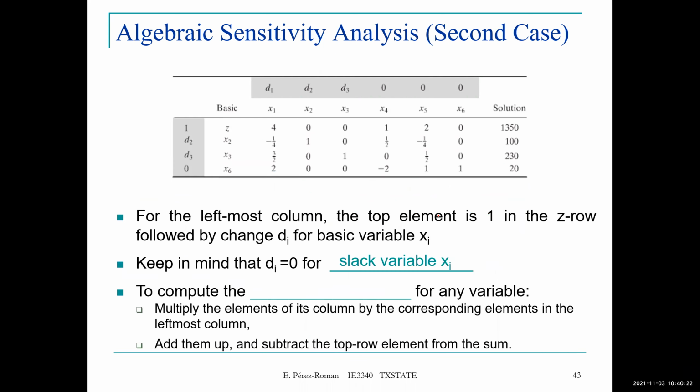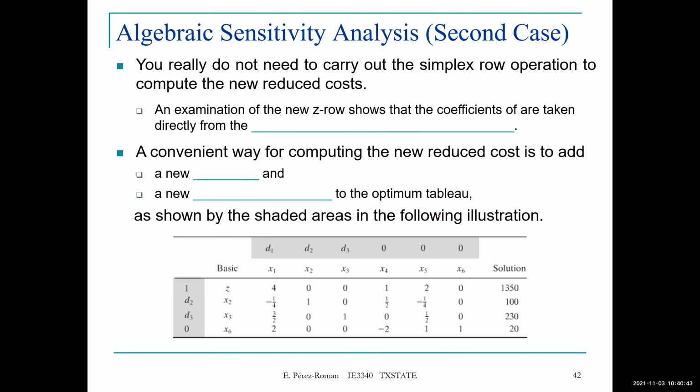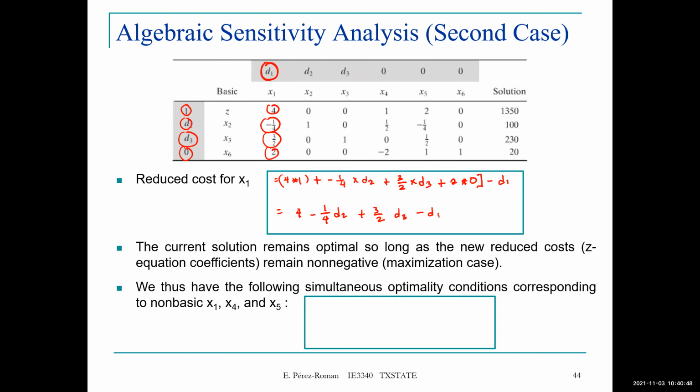So if you look at this right here, it is the same expression that we have here. So we can obtain that expression without having to solve the problem with these initial coefficients. And that's what we just illustrated. So we wanted to obtain this coefficient for x1 in the final tableau. We use the original optimal tableau to obtain that expression, which is right here. So the current solution remains optimal so long as the new reduced costs remain non-negative for the maximization case, right?